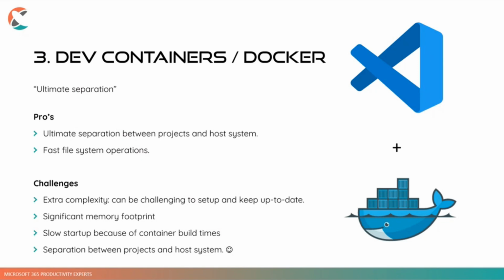So the separation between projects and your host system is really very powerful, and I think that's really useful in some scenarios. But it's also a challenge because it's so separated from your system that you always get these little annoyances, like for example, what if I want to download an image to my Docker container? So simple things like that. If you're working on Windows, you don't have to think about that, but when you're working with Docker, it suddenly becomes a challenging thing.